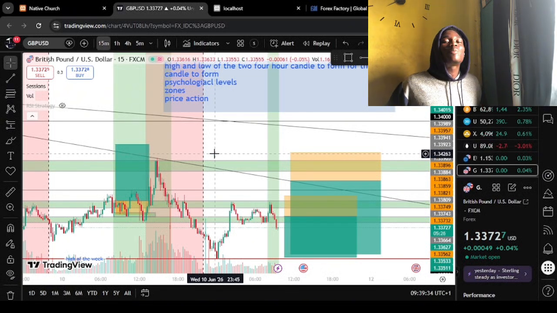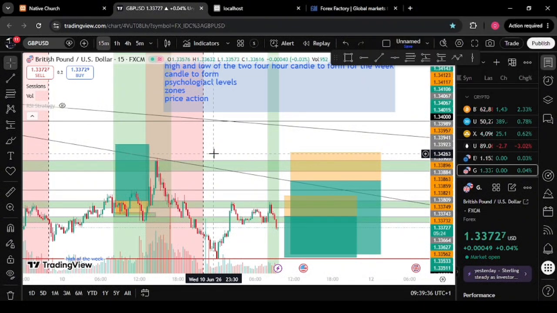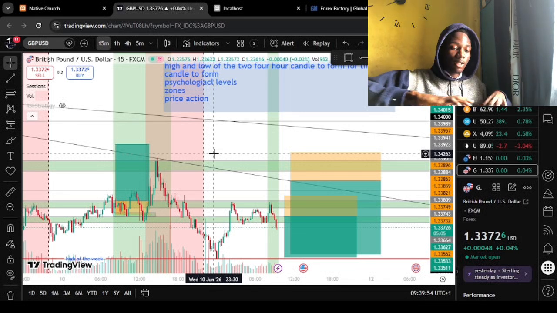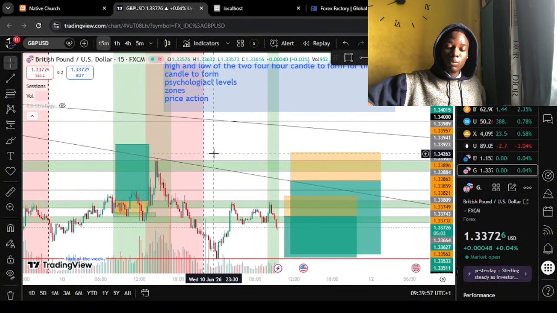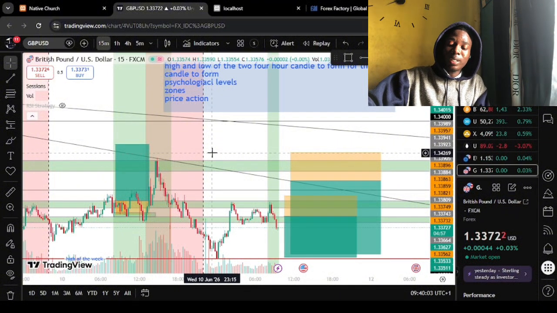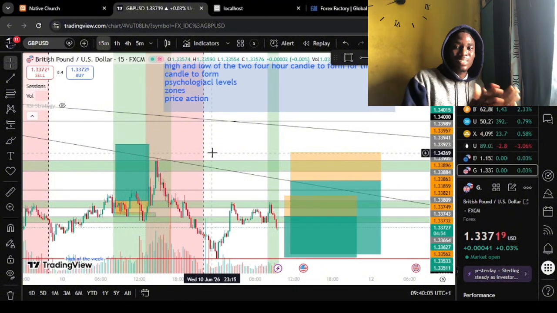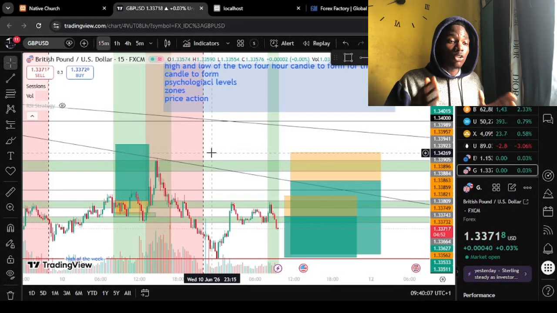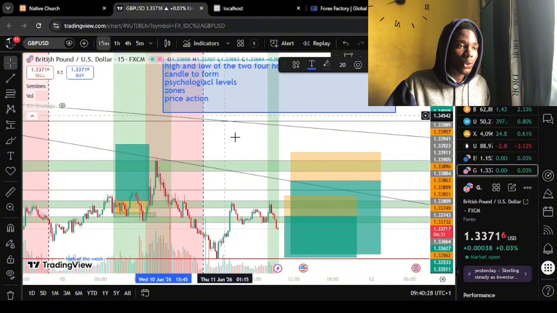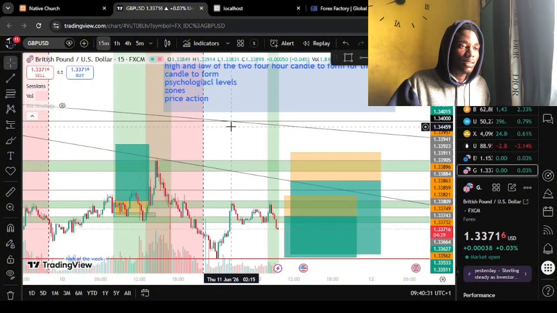And the next thing is price action, and price action is simply how price moves in the market, and it encompasses what we call market structure, candlestick formation, and the like. And I use chart patterns as well. Chart pattern is one thing I've not talked about, and I don't think I have actually added it here.